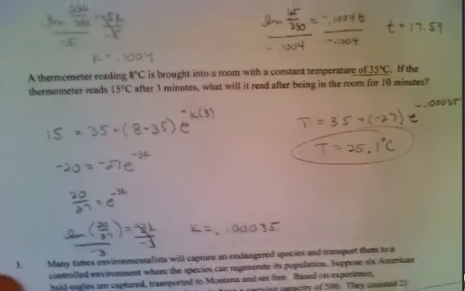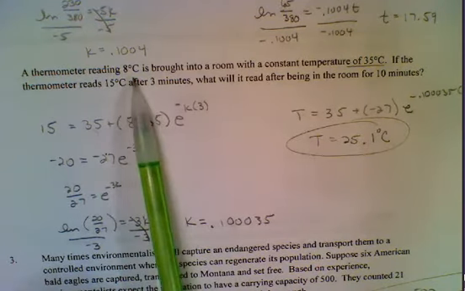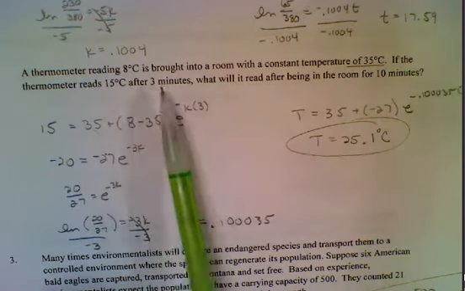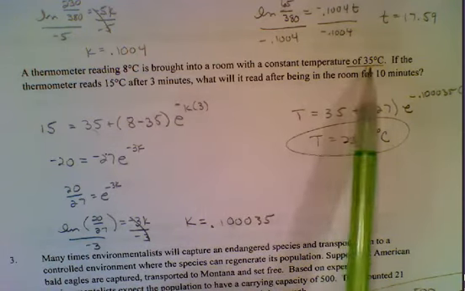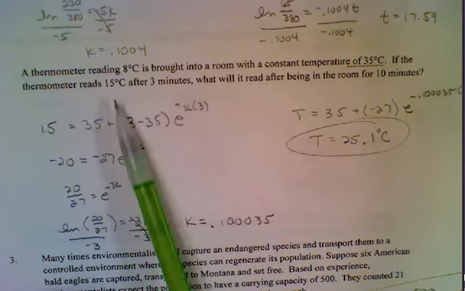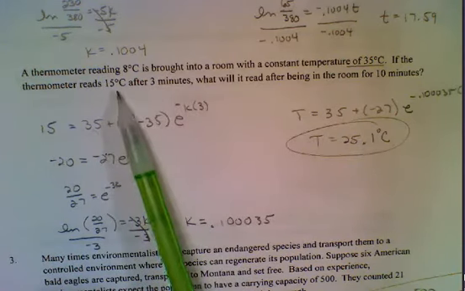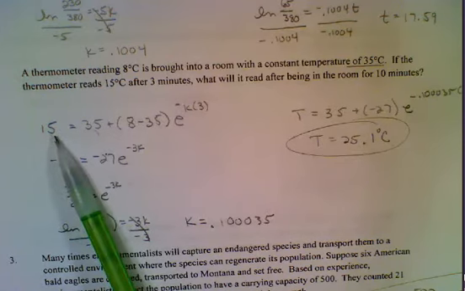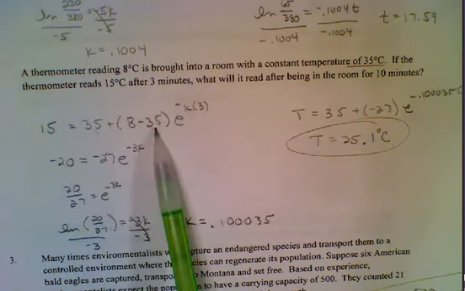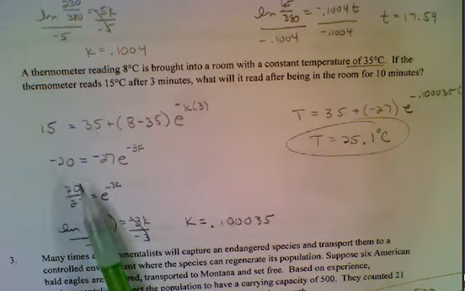2 is very similar to that. This one said the thermometer was reading 8 degrees, so that's your initial temperature. The room temperature was 35, so that's T sub m. It tells me that after 3 minutes, so when T is 3, the temperature was 15. So again, I have to take 8 minus 35. That gave me the negative 27. I subtracted 35 on each side.